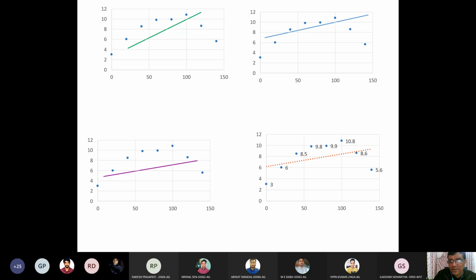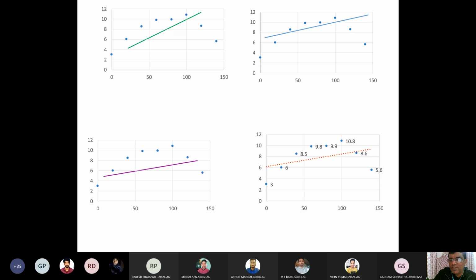First data is 3. This 3 you can see. So from 3 to the line, I can measure the distance. Next is 6. I can measure the distance from this point to the line. Then 8.5. From 8.5 to this line, I can measure the distance. Then 9.5, then 9.9, 10.8, I can measure the distance.